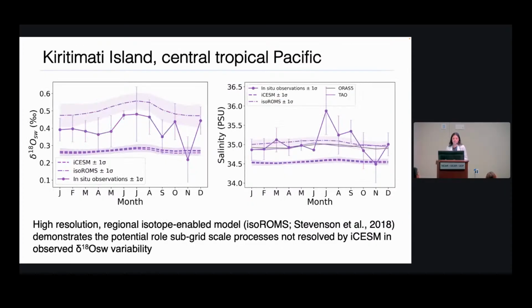We see a similar effect, especially in delta 18O of seawater, at Christmas Island in the central tropical Pacific, which is a similar climate regime where it's very dry most of the year. And we also brought in a finer scale, higher resolution regional ocean model, ISOROMS, published by Stevenson et al. in 2018, which better captures the amplitude of this seasonal cycle in delta 18O of seawater, which implicates a potential role of subgrid scale processes that are not resolved by ICESM in this observed delta 18O seawater variability.